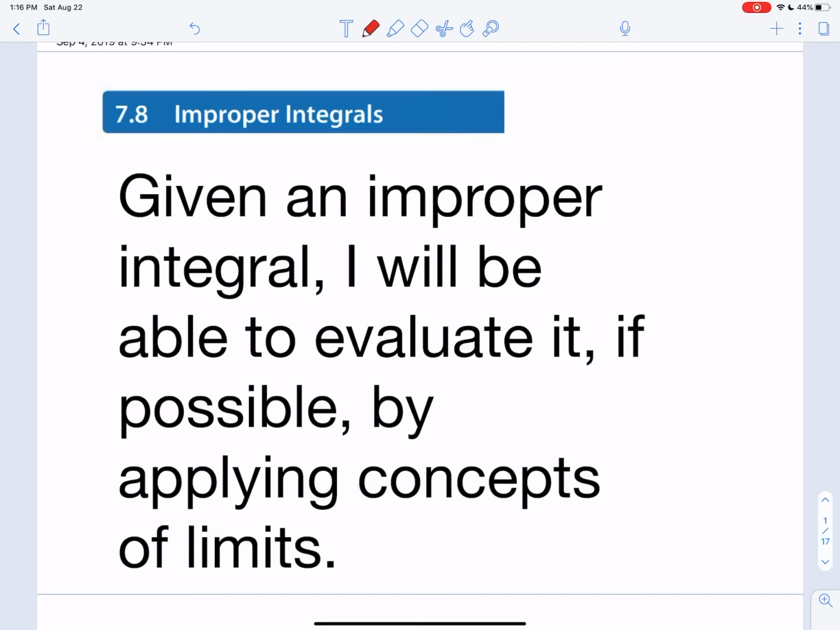So again, this is your FLT. Go ahead and write that down. Pause and play whenever you're ready. Given an improper integral, I will be able to evaluate it, if possible, by applying the concept of limits, okay? So you guys will get more practice with integration here, as well as understanding how limits work.